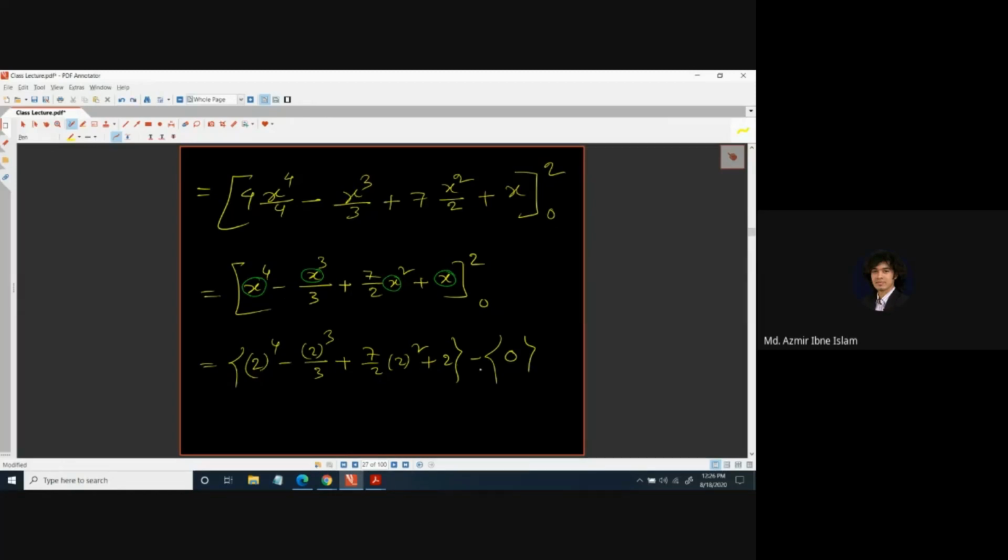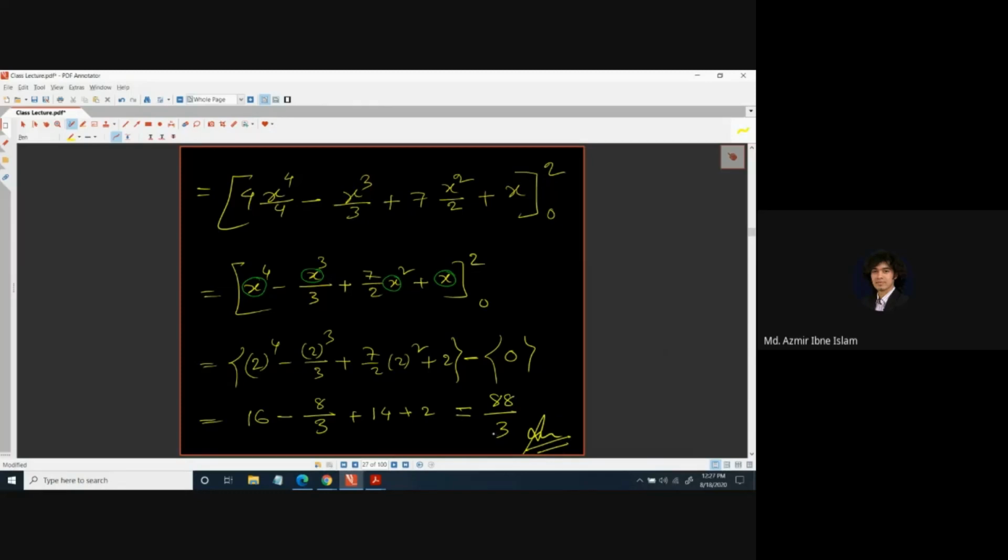Antiderivative at upper limit, negative antiderivative at lower limit. So 2 to the power 4 is nothing but 16, minus 8 over 3, plus it is becoming 2 times 7, that is 14, plus 2. So if we add all these things, we will get 88 over 3.